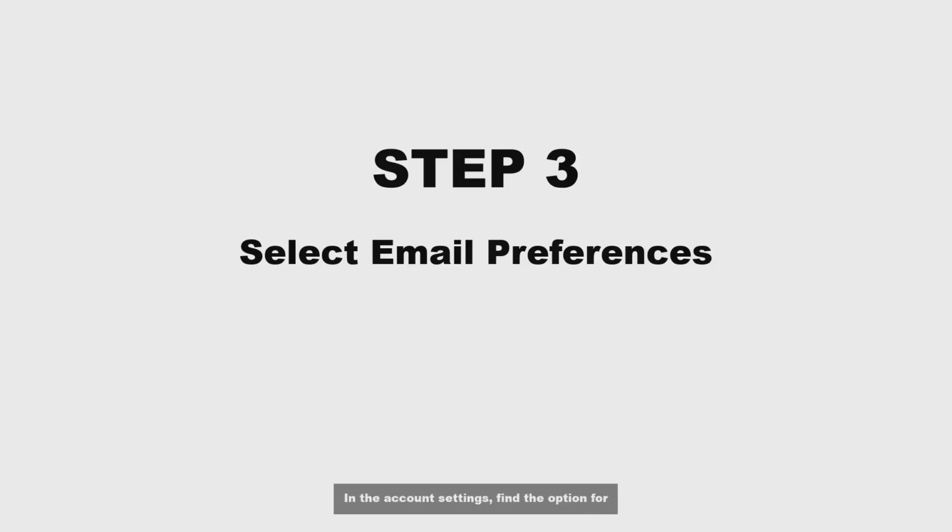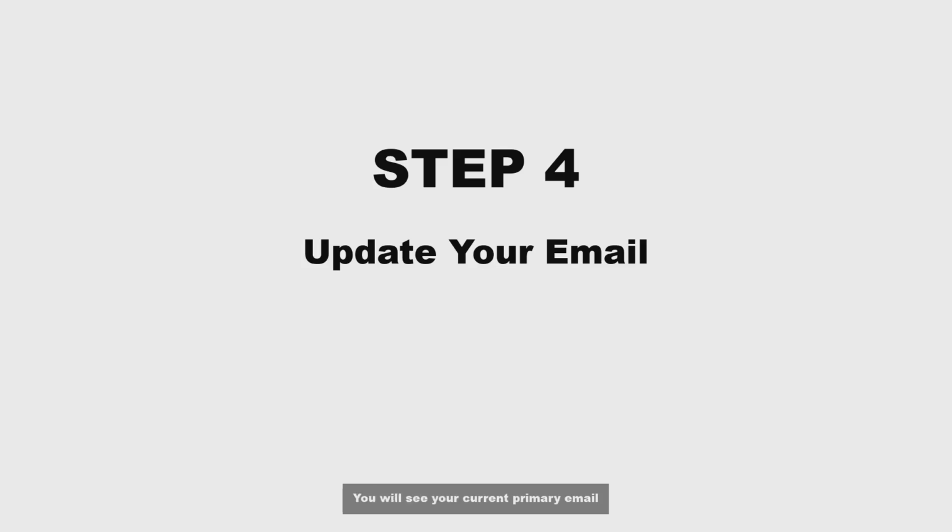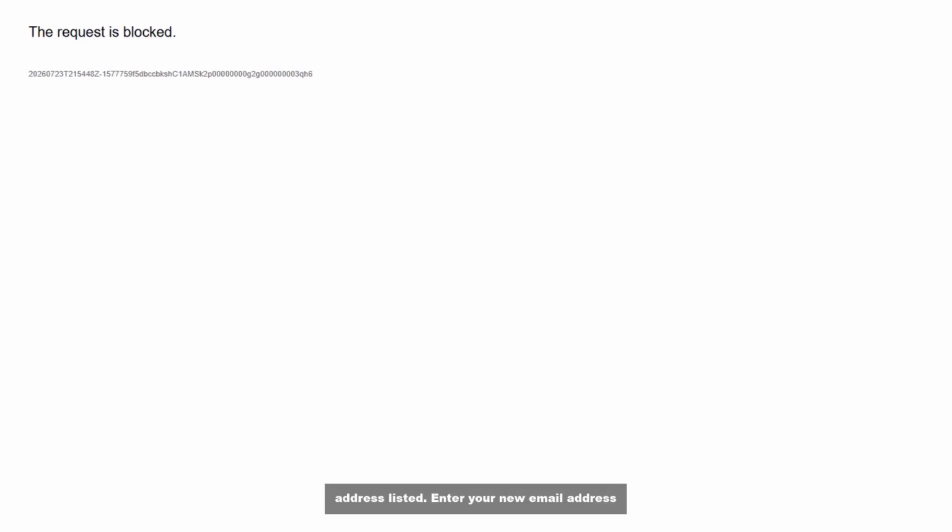Step 3. Select email preferences. In the account settings, find the option for email preferences or contact information. Click on this to proceed to your email settings. Step 4. Update your email. You will see your current primary email address listed. Enter your new email address in the designated field and ensure it is typed correctly.